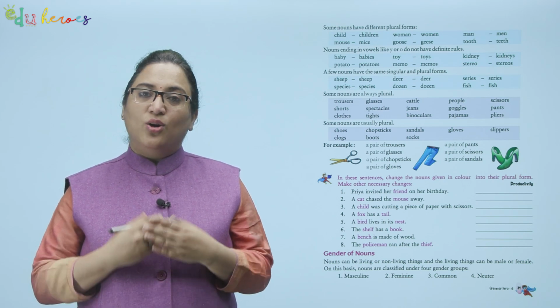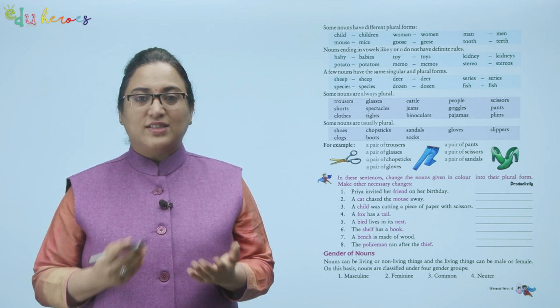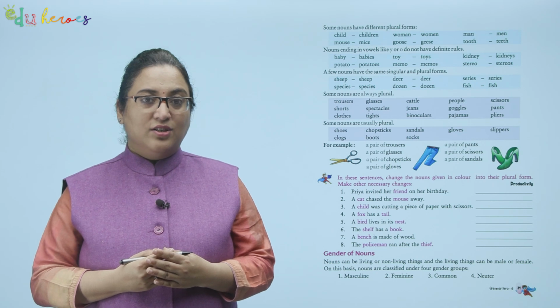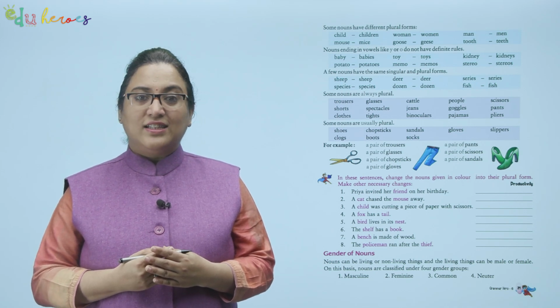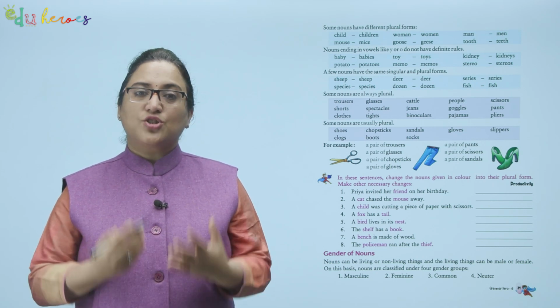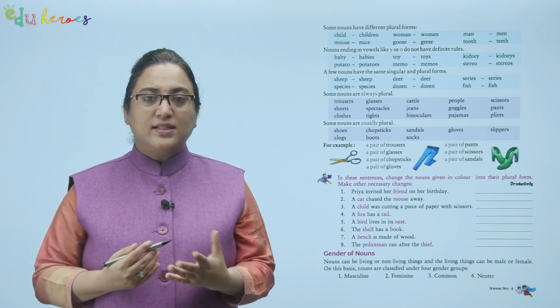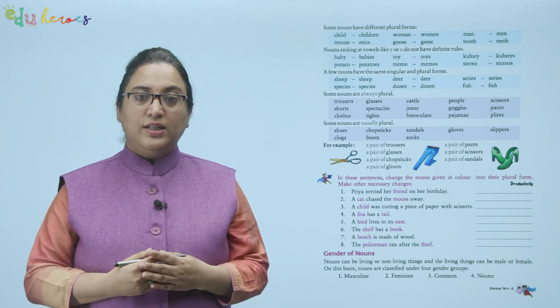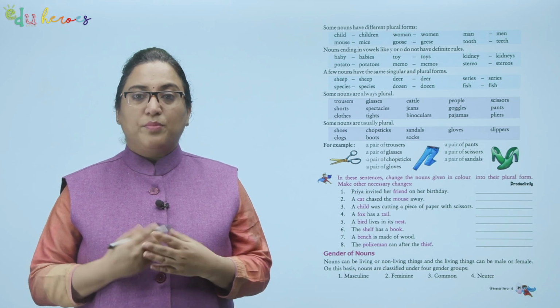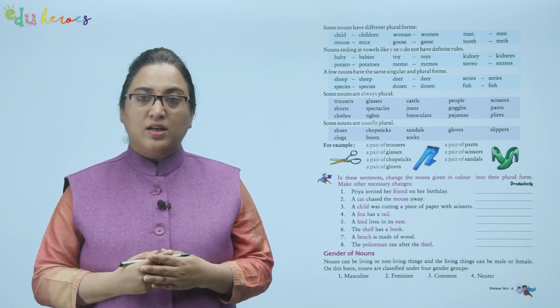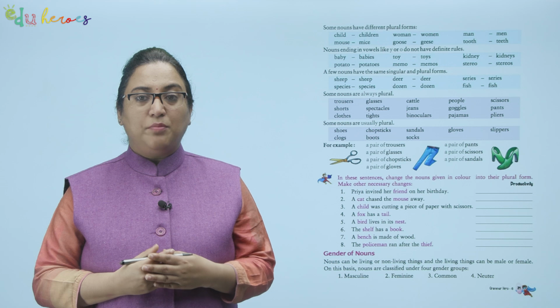Some nouns are always plural. They don't have a singular form. So remember them as it is. These are trousers, shorts, clothes, glasses, spectacles, tights, cattle, jeans, binoculars, people, goggles, pajamas, scissors, pants and pliers.